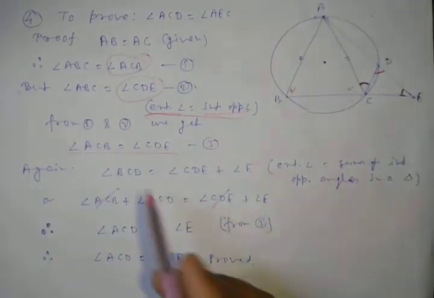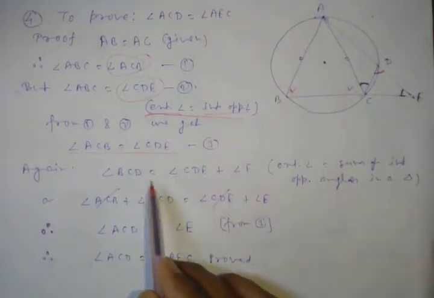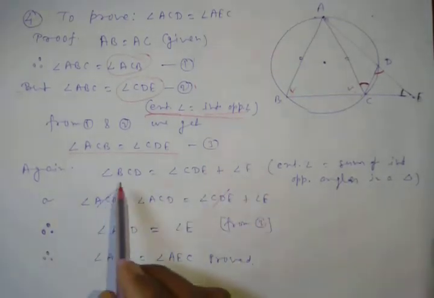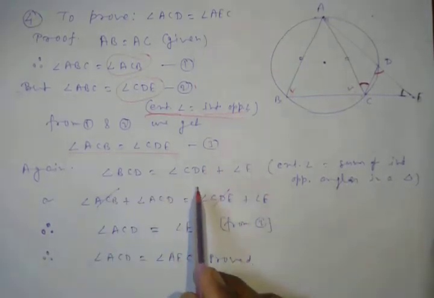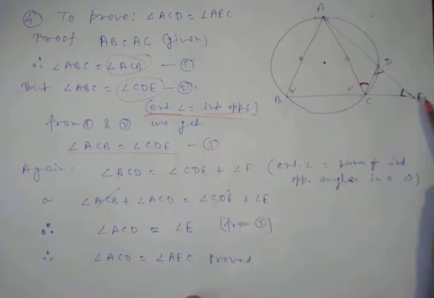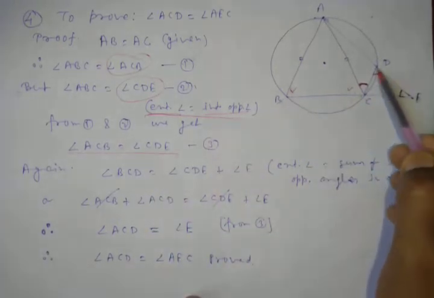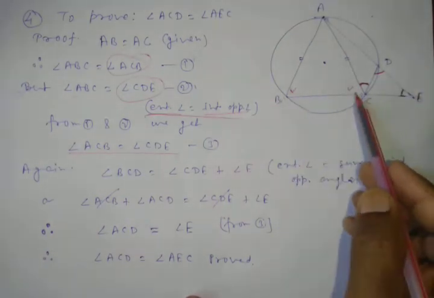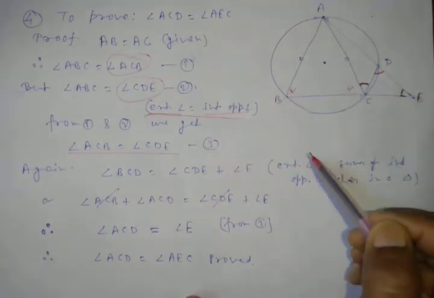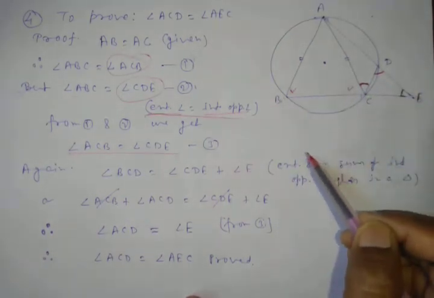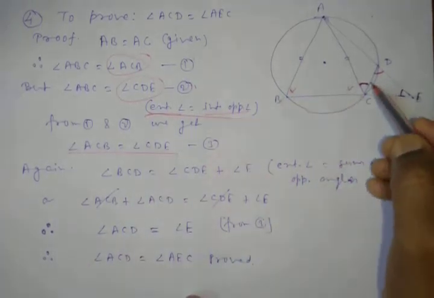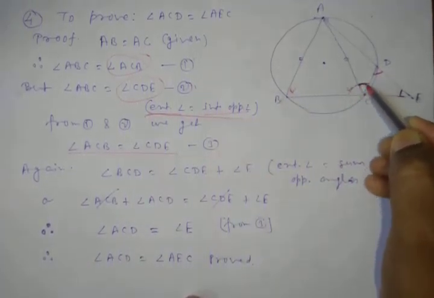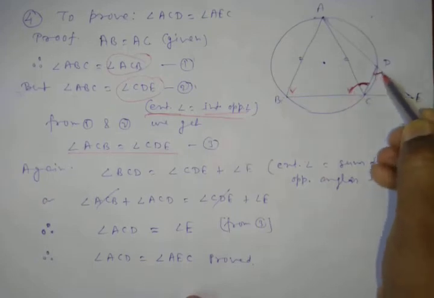Next here, angle BCD is equal to angle CDE plus angle E. Here we can write angle BCD, so that is this whole angle, is equal to this angle plus this angle.